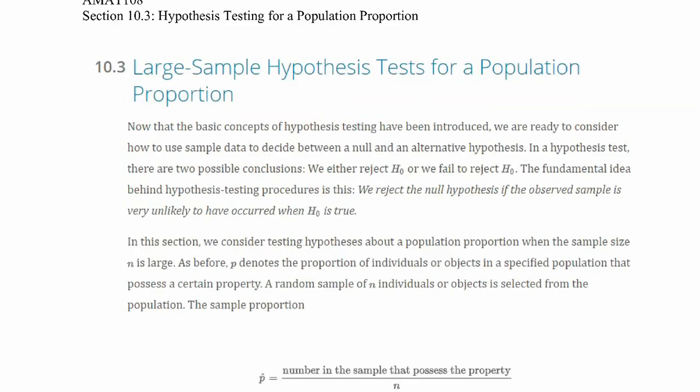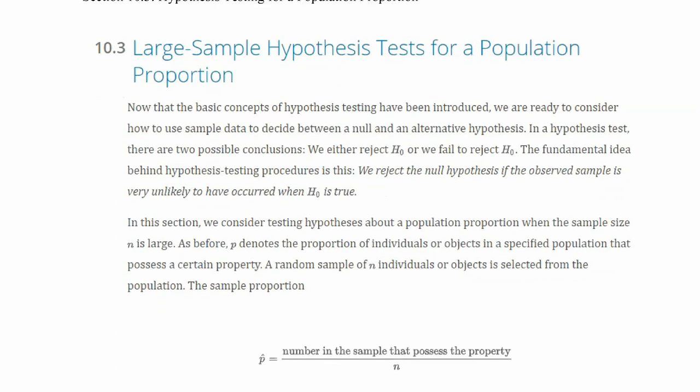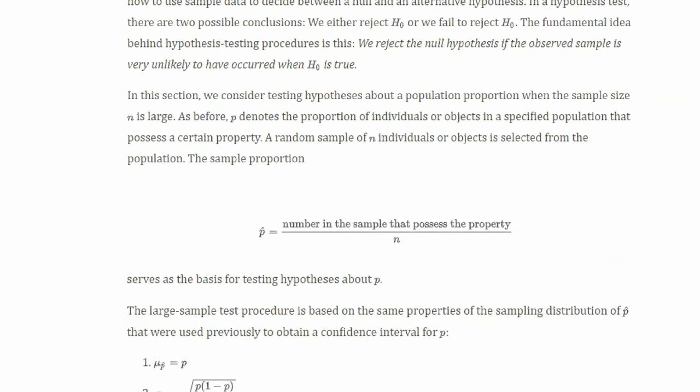All right. So in this section, we consider testing hypotheses about a population proportion when the sample size n is large. As before, P denotes the proportion of individuals or objects in a specified population that possess a certain property. A random sample of n individuals or objects is selected from the population, and the sample proportion p-hat is equal to the number in the sample that possess the property divided by the sample size n. This serves as the basis for testing hypotheses about P.